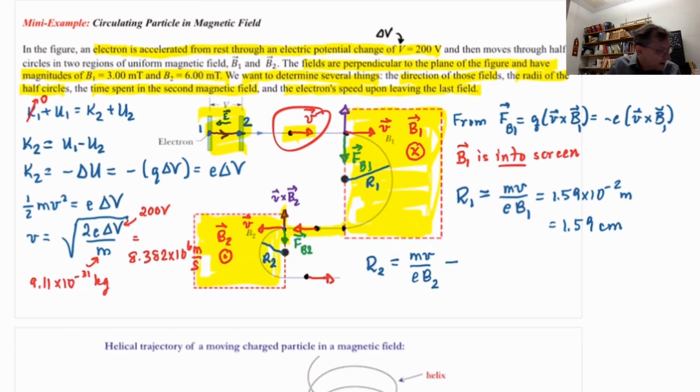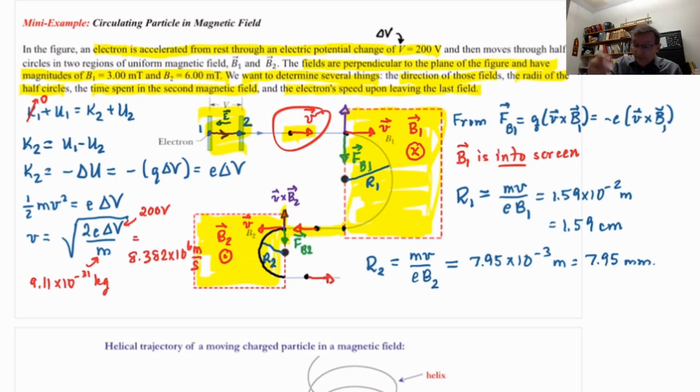And I plug in the numbers, and I'll tell you what you get. You can check it for yourself. You get 7.95 times 10 to the minus 3 meters, or 7.95 millimeters. And now you found that radius. There's other things it wants to know. The time spent in the second magnetic field. How much time is it spent going around this half circle?